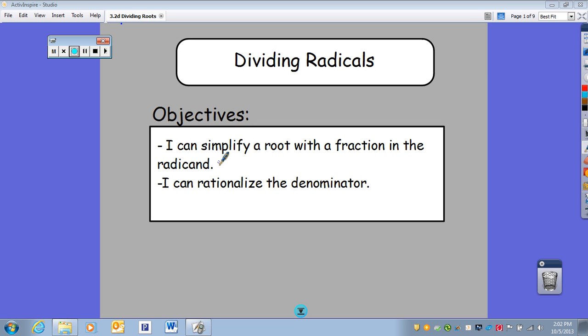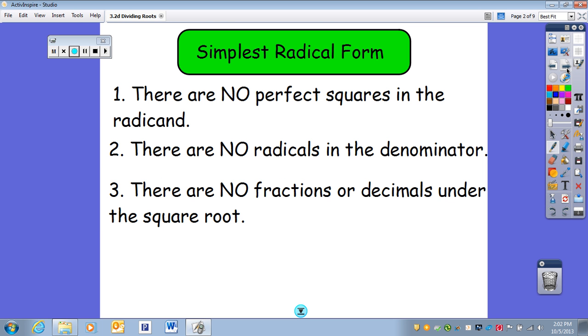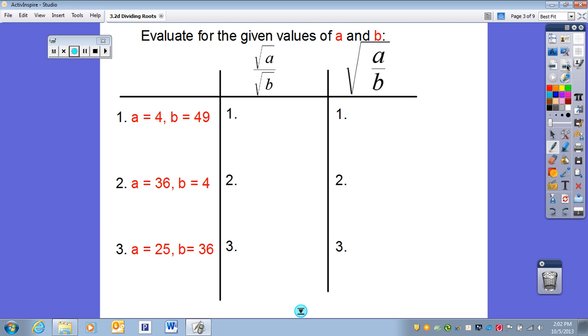In this lesson, we're going to be dividing radicals. We're going to simplify a root that has a fraction in the radicand, and we're also going to learn how to do something called rationalizing the denominator. Remember the three rules. There can be no perfect squares in the radicand, no radicals in the denominator, and no fractions or decimals under the square root. Let's take a look at some examples.